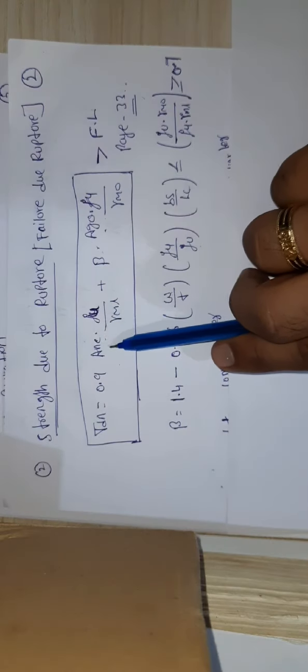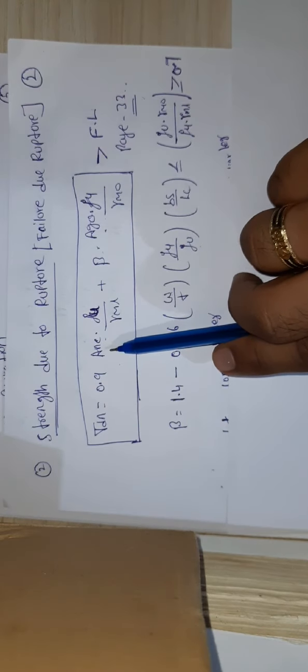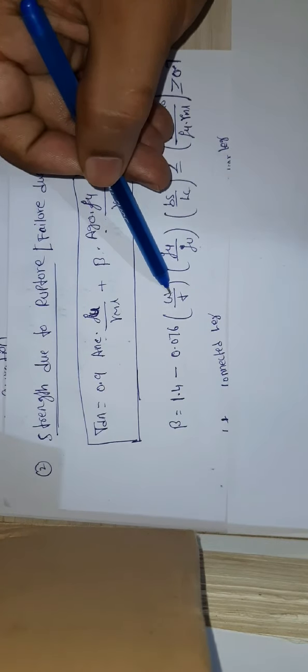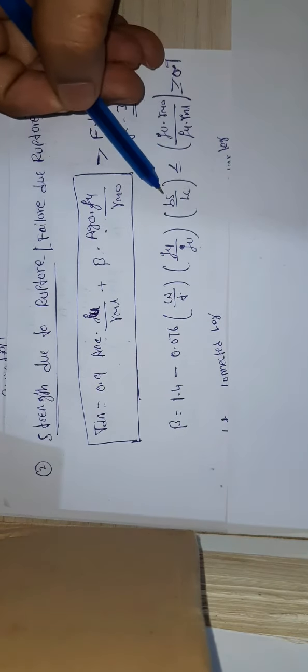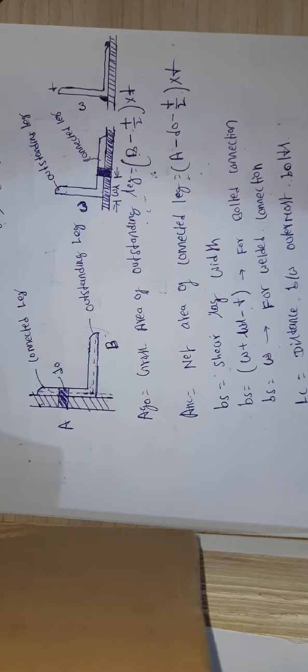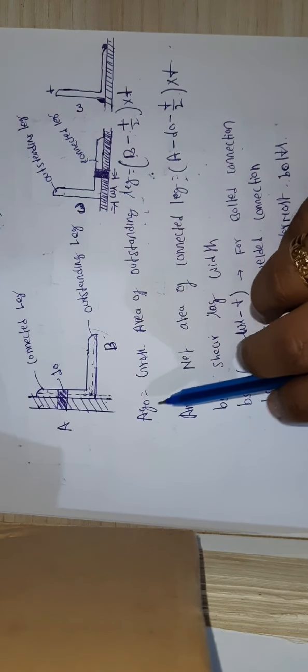Okay, so here you can see we have several notations we are using: Anc, Az0, W, Lc and Bs. What are all those things? Here I will clearly explain what they mean. So over here you can take them one by one.